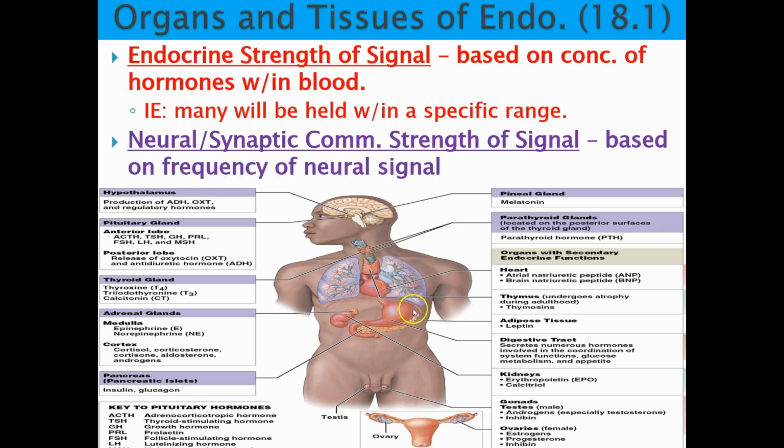I'm not going to spend too much time here. Obviously, endocrine strength is based on how much of a hormone is secreted, and most of that's regulated by negative feedback, which should all make sense at this point. Here, we know this is a neural signal, based on how frequently the neural signal gets sent. The faster the signal, obviously, the stronger the signal or the stronger the response.